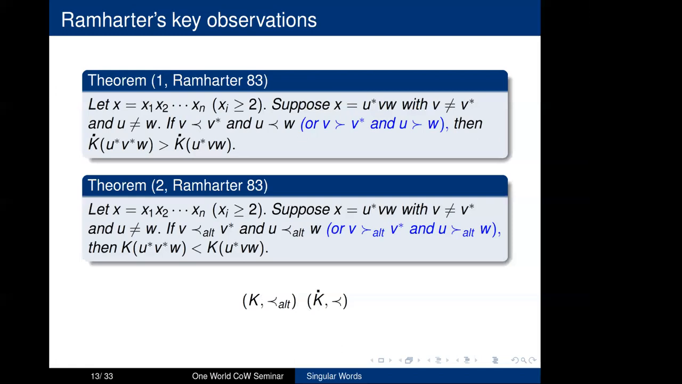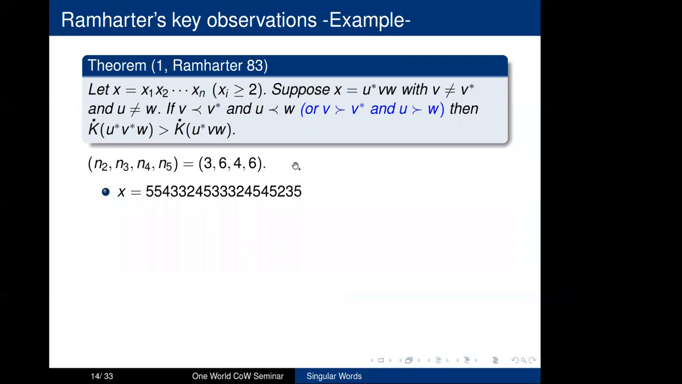Okay. So let me illustrate theorem 1 with an example. This is just the same theorem I had up a second ago. Here I took a random word X consisting of 2s, 3s, 4s, and 5s. So it has 3 many 2s, 6 many 3s, etc. And we're going to look for, within X, factorizations that verify the condition of this theorem. So here's one. The red is the V. W is 2, 3, 5, and you have to read it backwards. So U is 2, 3, 3, 4, 5, 5.